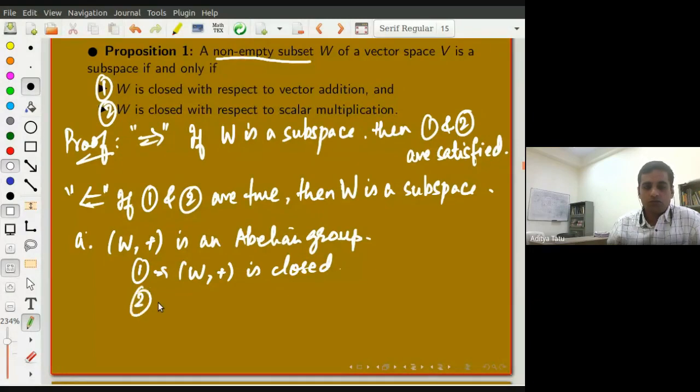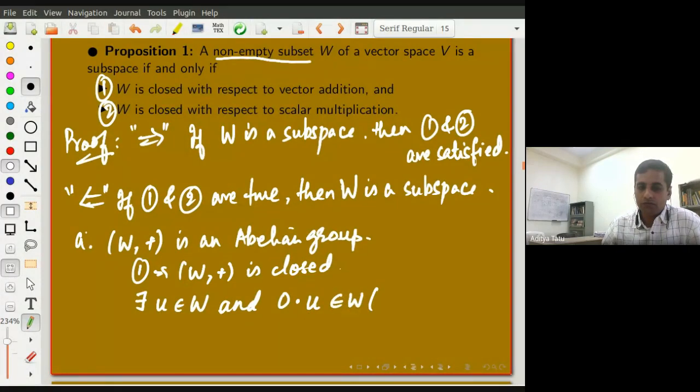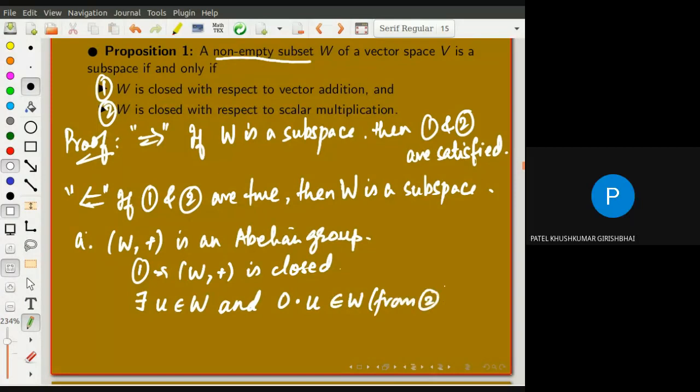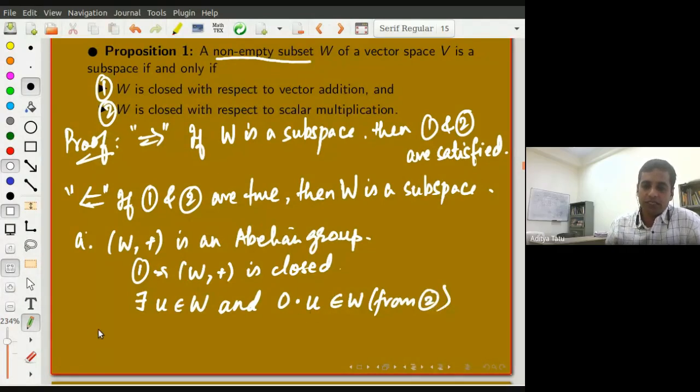So from 2, let me do it step by step. What do we know about W? W is a non-empty subset, right? So there must exist some element U in W, because it is non-empty. Moreover, 0 scalar multiplication U should also be in W. What is 0 scalar multiplication U?